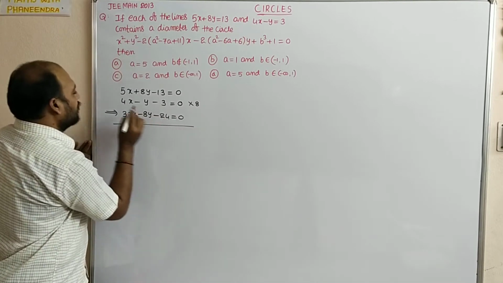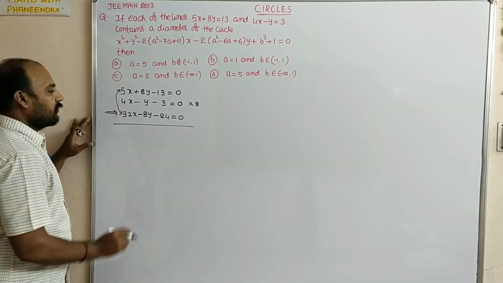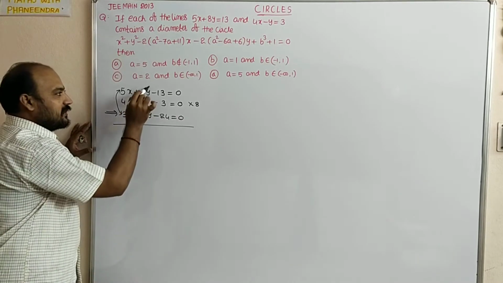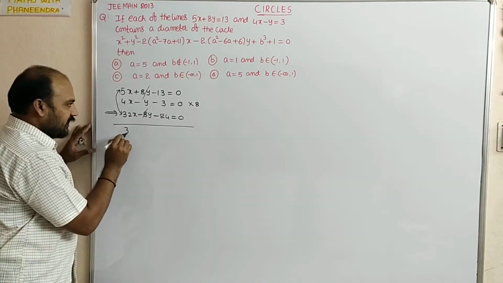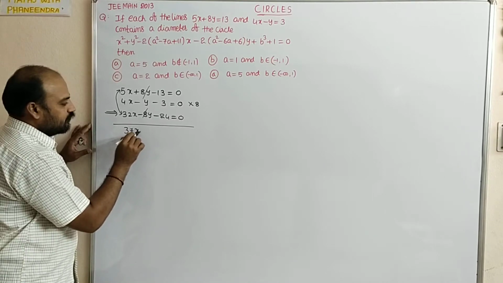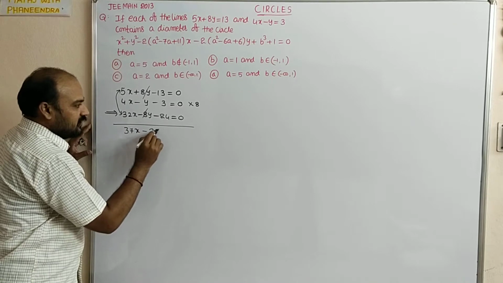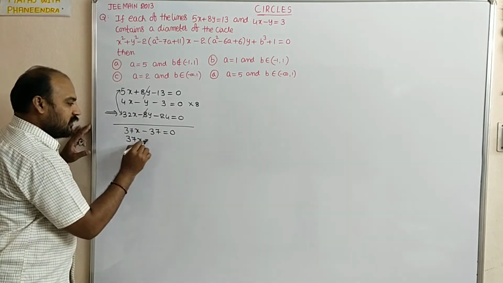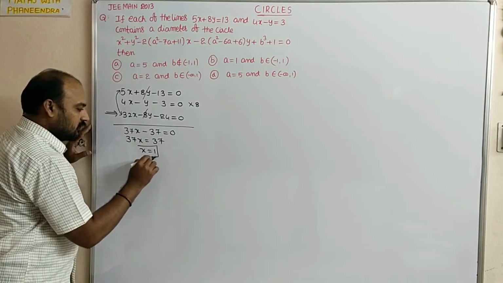So now solving these two equations. Here plus 8y and minus 8y cancel. 5x plus 32x is 37x, and minus 13 minus 24 is minus 37. So 37x equal to 37, x is equal to 1.